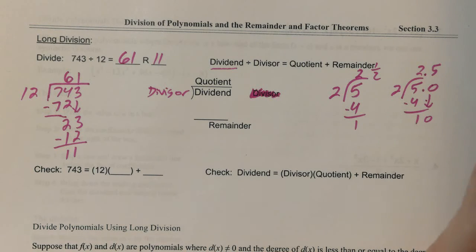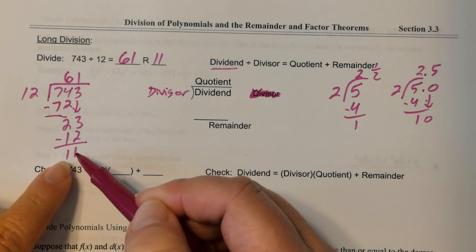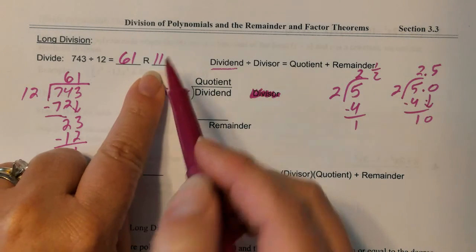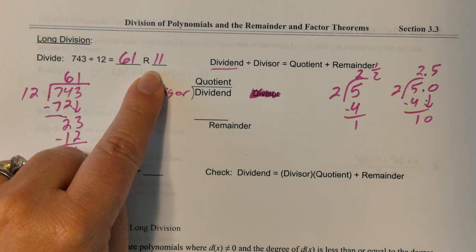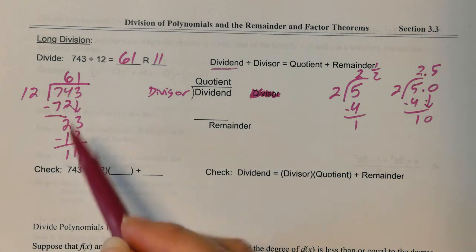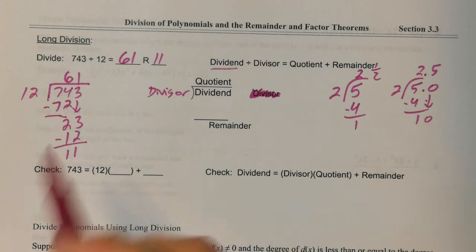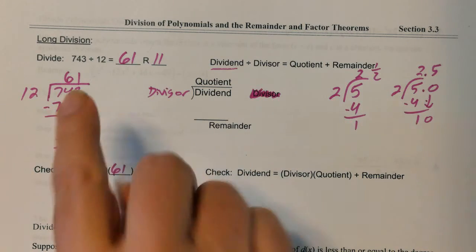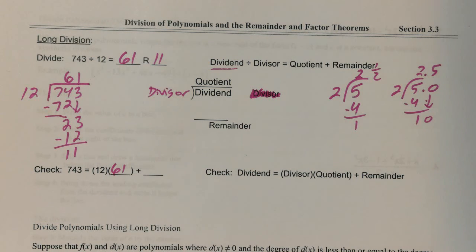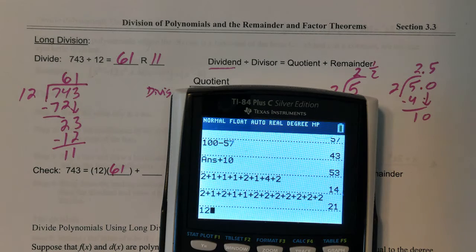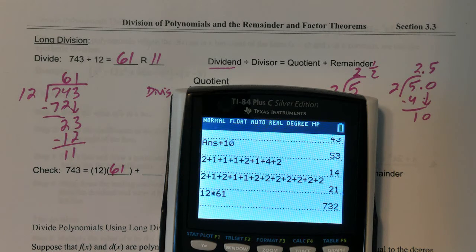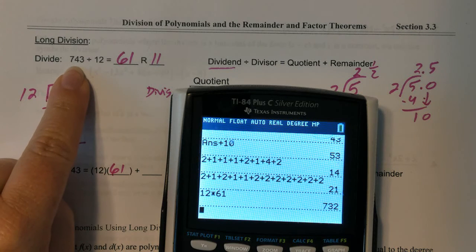But for right now, we're just going to say that this leftover number, in this case it was an 11, we're just going to put R11. Say that was our remainder. Okay? All right. So notice 743 equals 12 times 61. 12 times 61 is 732. But we needed 743.